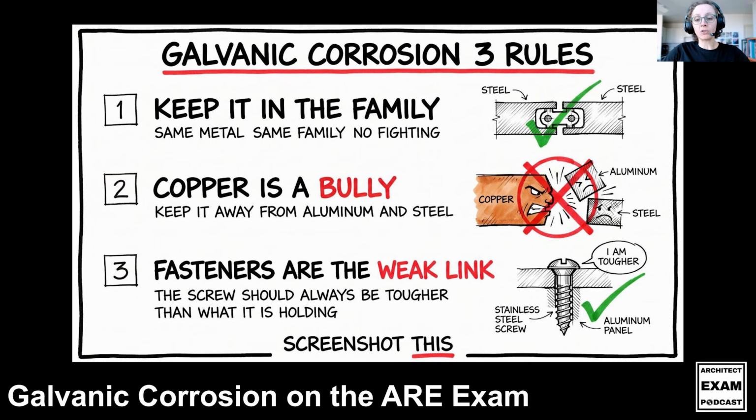And if you remember nothing else from this episode, remember these three rules. Keep it in the family. Use the same metal for everything in a detail if you can. Same family, no fighting. Copper is a bully. Keep it away from aluminum and steel. Copper wins every time. And fasteners are the weak link. Always make sure the screw is tougher, meaning more noble than the thing it's holding. Don't leave fastener selection to the field. Those three rules will get you through most galvanic corrosion questions on the exam and most real-world situations too.